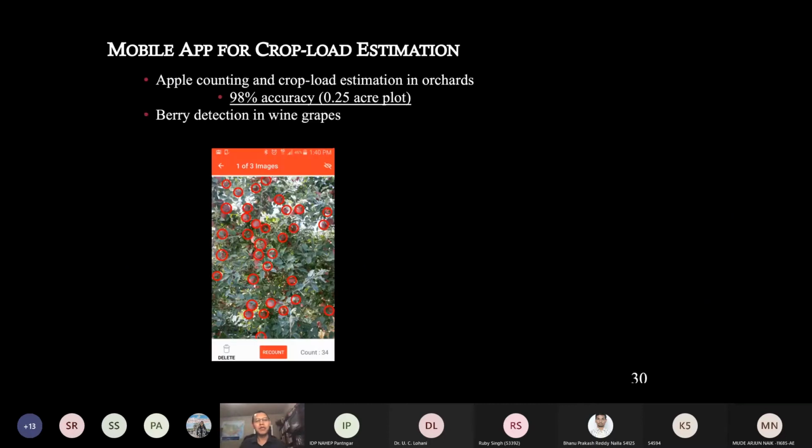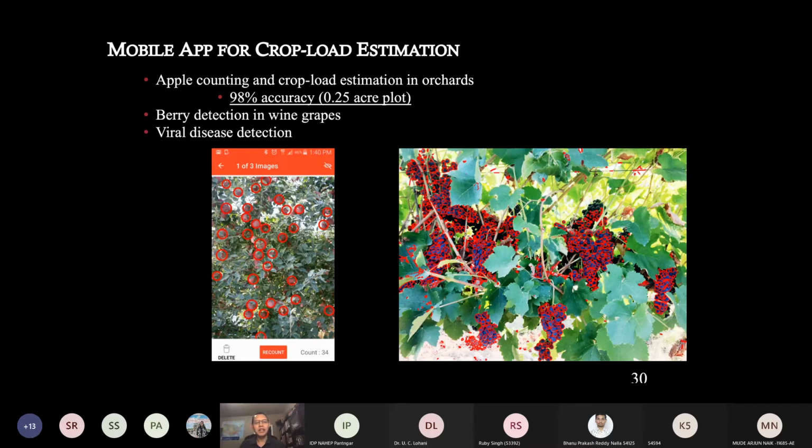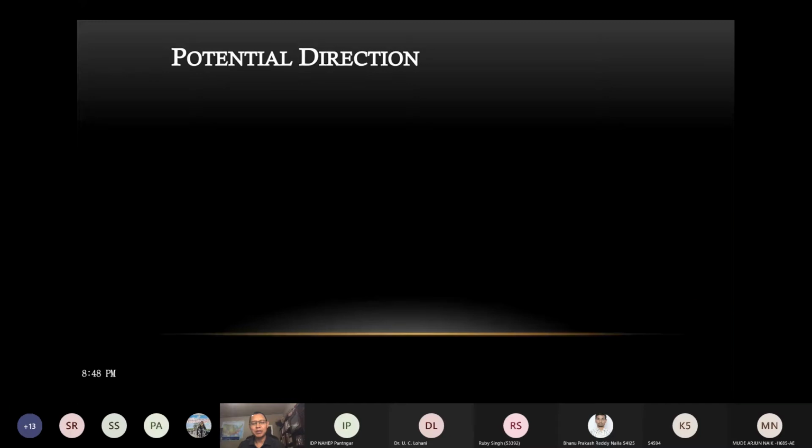Finally, we have also been working on mobile app-based solutions for farming. It involves a couple of aspects right now: counting and crop load estimation in apples and wine grapes, as well as detecting viral disease and differentiating viral and non-viral symptoms in vineyards. These are some of the efforts going on in my lab around mobile apps for crop load management.